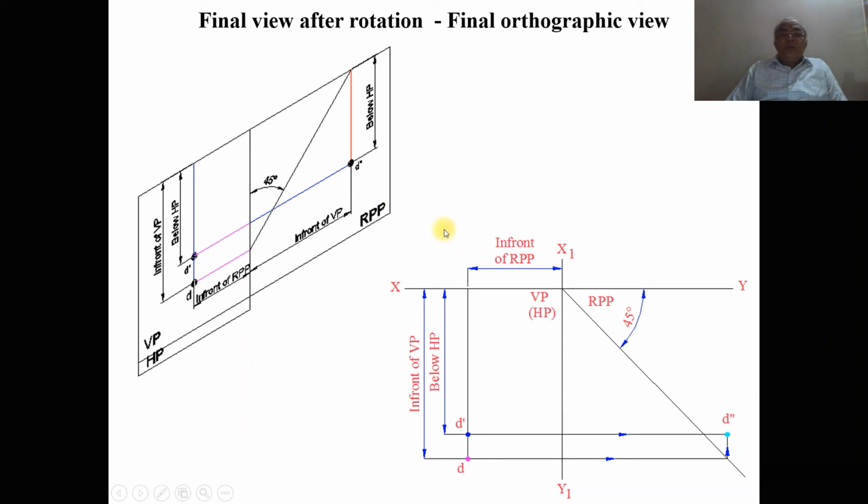So this is how you will be able to analyze the projections of points in the fourth quadrant. In the next video, we are going to take up the problems on projection in the fourth quadrant. Thank you.